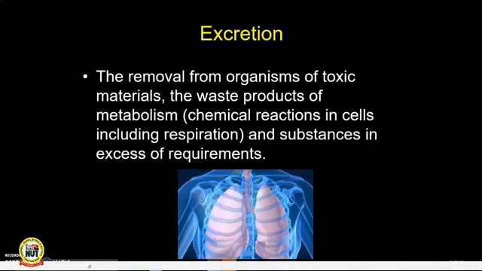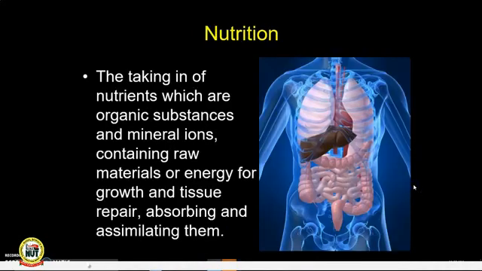Excretion, the removal from organisms of toxic materials, the waste products of metabolism, chemical reactions in cells including respiration, and substances in excess of requirement. What are we saying? Organisms are able to remove toxic material. Maybe when you take in something hazardous and immediately you're able to remove it, or from the food you eat, those parts that are not useful go to the large intestine and you pass them as excreta, or from the things you drink, those that are not useful come out as urine. All of that forms what we call excretion. Even the sweat from your body forms part of it.